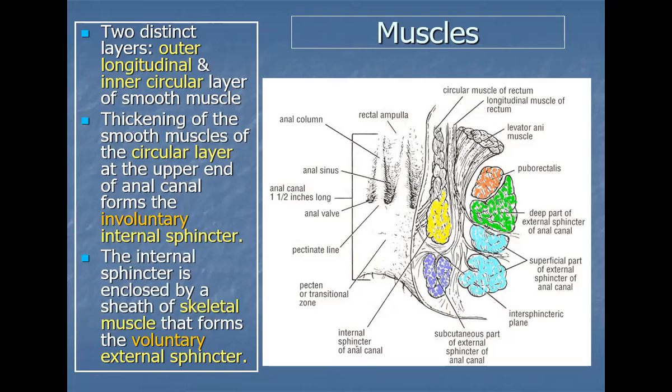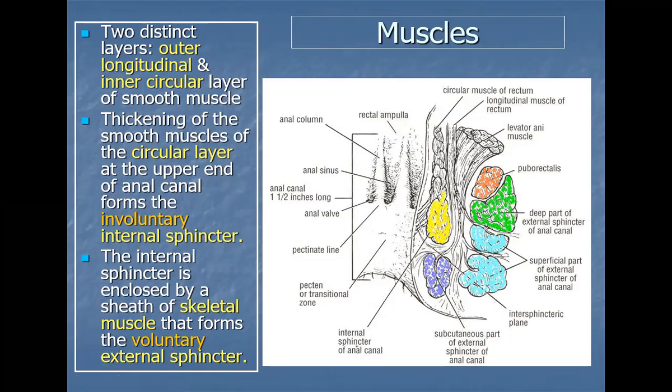The internal sphincter is enclosed by a sheet of skeletal muscle that forms the voluntary external sphincter. Outside, we have the longitudinal muscle fibers which form the external sphincter. This is the internal sphincter and the external sphincter outside. So this is voluntary. The internal sphincter is involuntary, supplied by the autonomic nervous system.